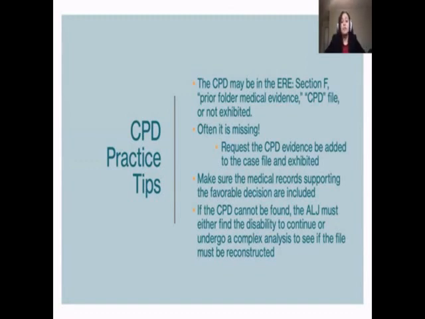However, as you're looking through it, you might notice it's not there. And that might be because it is not there. And so it is often missing. And so what it's really important to do is to request that the CPD, the comparison point decision evidence, be added to the case file and exhibited. So you can send a letter to Social Security. You can just upload it into ERE because Social Security has the obligation to find and include all of the CPD evidence. Again, if they cannot find it, then that means that disability must continue or they have to reconstruct the lost file. So this is really important.